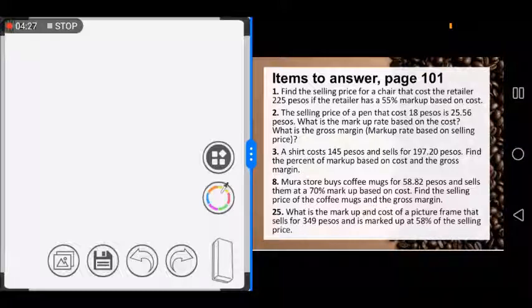Again, for your seatwork, kindly answer numbers 2 and 3. For the next video, our goal will be to answer numbers 1 and 8, which discuss the selling price, given the markup rate based on cost.